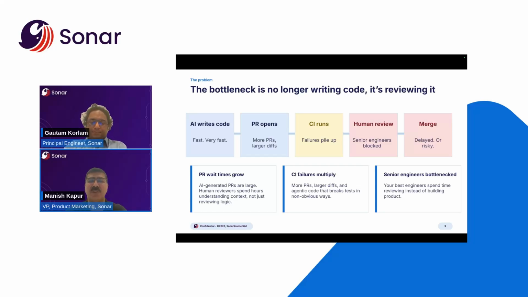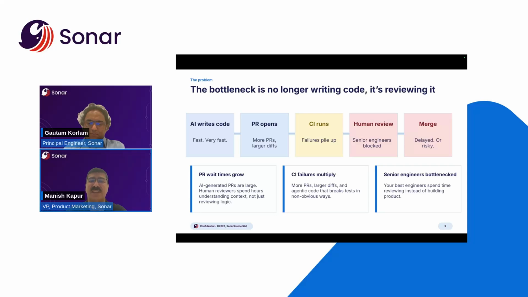So the bottleneck is no longer writing code. Like I said, coding is a solved problem. It's more about what happens after that code is written. On your day-to-day basis, you will see that there are more PRs getting opened. They are bigger in size. You are running into CI failures in new ways that were not seen before. And your engineers are finding it tough to review the code as the volume is so high. We call this challenge a verification debt problem.